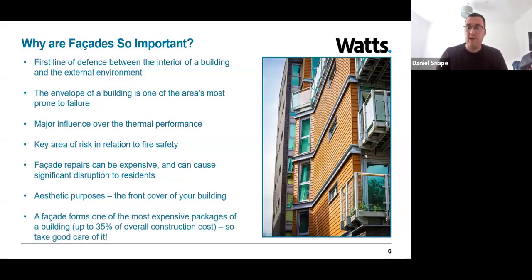And last but not least, a facade actually forms one of the most expensive packages of a building. In fact, this can be up to 35% of the overall construction cost. So it makes sense to take good care of it.